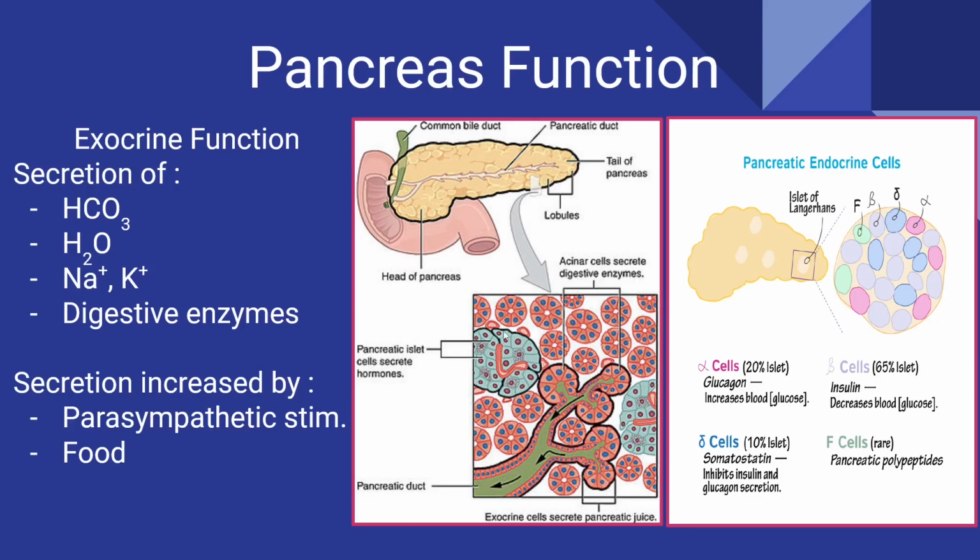So secretion of these things is affected a lot by food, so change in glucose, as well as parasympathetic stimulation, right? We think sympathetic, we think fight or flight. And you can see what these different types of cells do. They may not necessarily ask you these on the exam, but it's just good to know, right? We talked about somatostatin earlier.